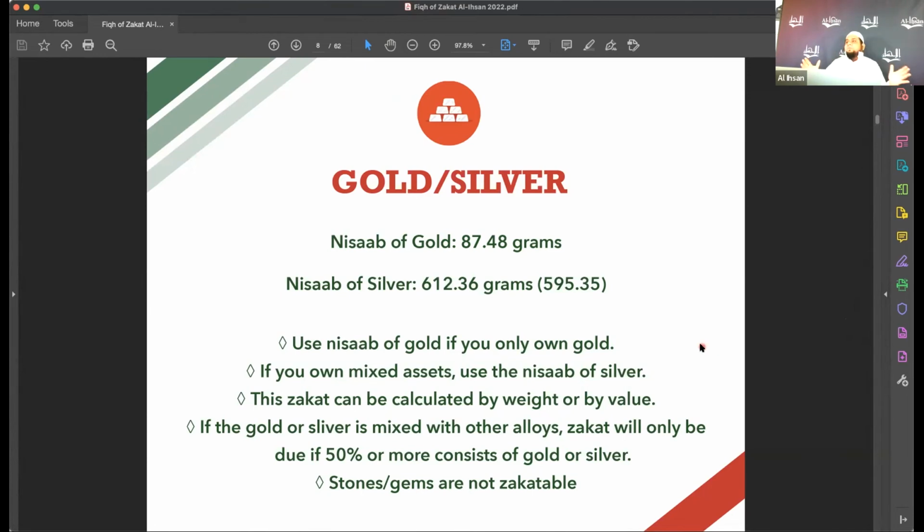If you have mixed amounts of wealth, use the nisab of silver. In jewelry, Imam Shafi'i rahimahullah says that if the jewelry is being worn and used, meaning it's jewelry that you wear, zakat is not due on that. The general rule is that zakat is not due on things of necessity, things of use. So they say that gold and silver falls under that.